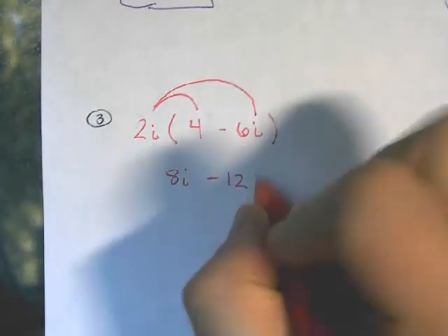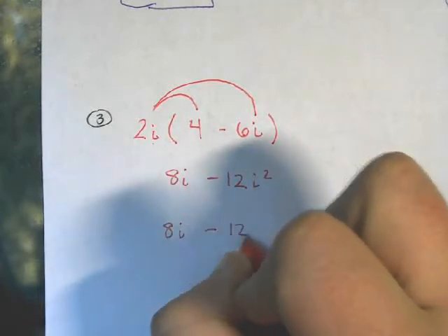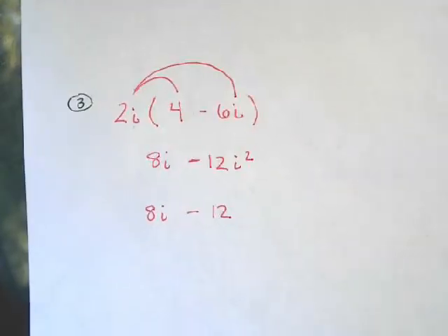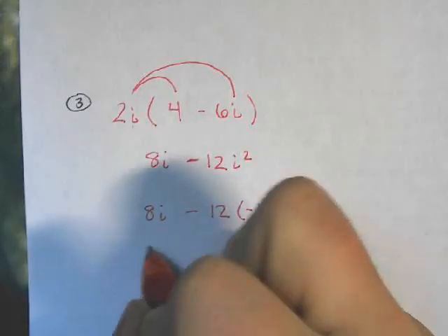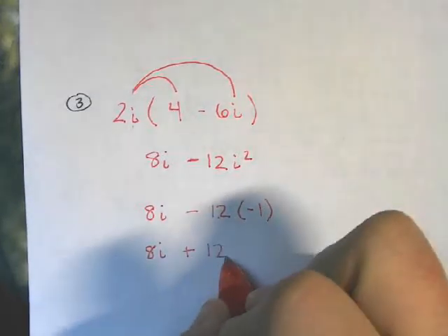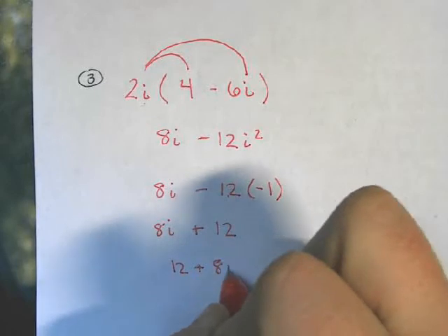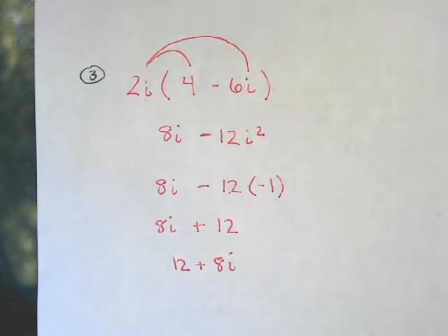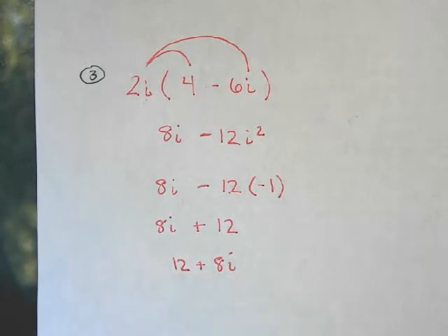And then i times i would be i squared. So now I have 8i minus 12 i squared. Well, i squared becomes negative 1, like so. So we have 8i, negative 12 times negative 1 is a positive 12. And then we'll just write it with the real part in front, like so. So 12 plus 8i. Just switching the order, so my real part's first, and then my imaginary part is second.